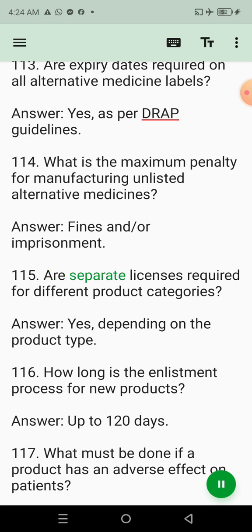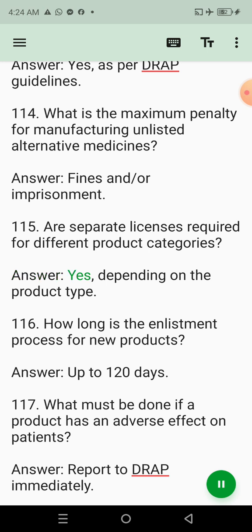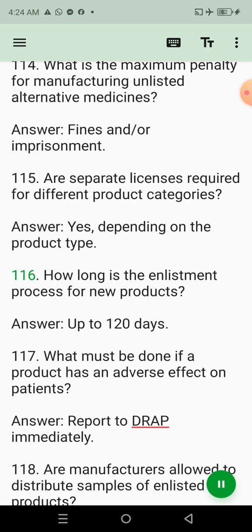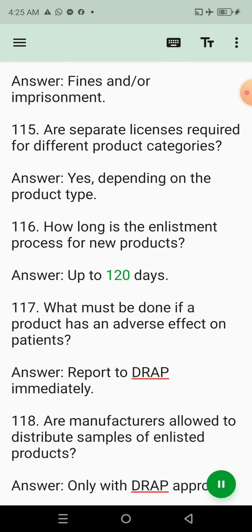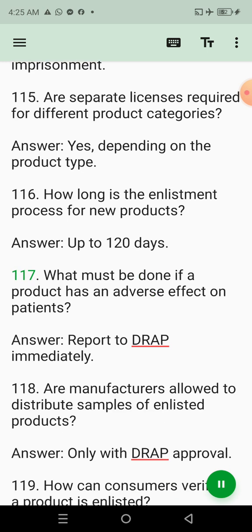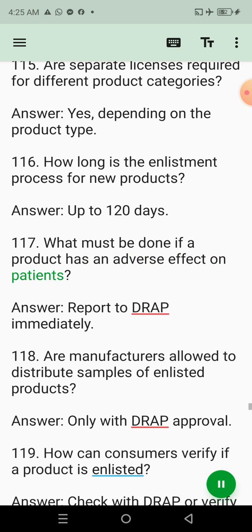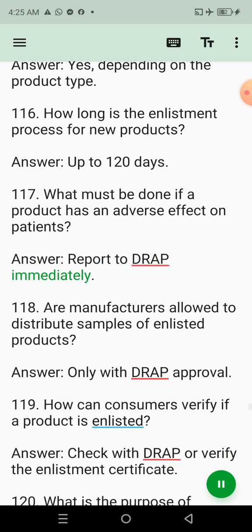115. Are separate licenses required for different product categories? Answer. Yes, depending on the product type. 116. How long is the enlistment process for new products? Answer. Up to 120 days. 117. What must be done if a product has an adverse effect on patients? Answer. Report to DRAP immediately.